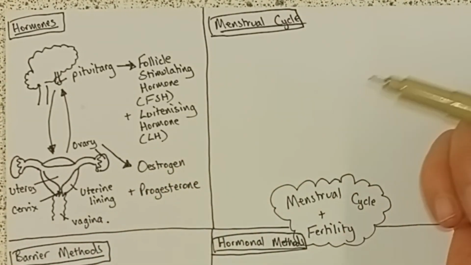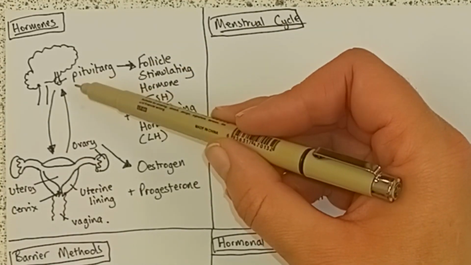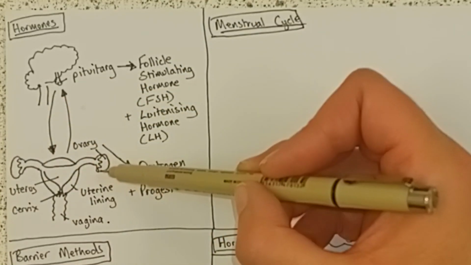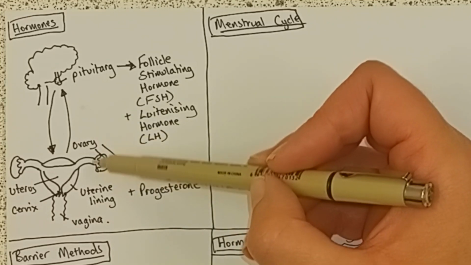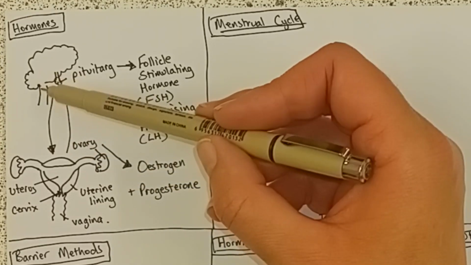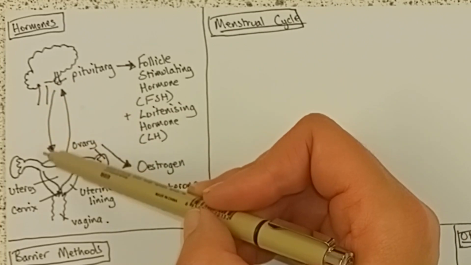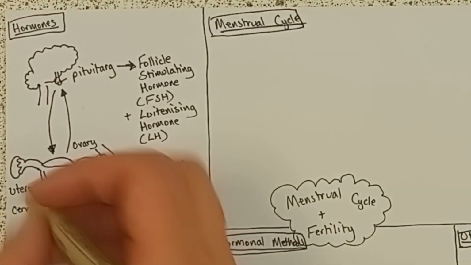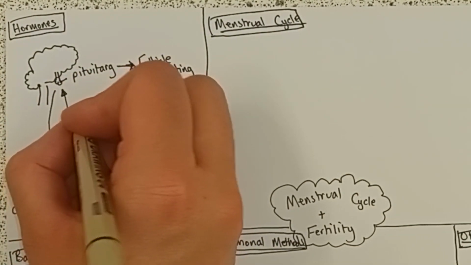So we have an interaction between hormones from the pituitary that travel in the blood down to the ovary. They affect the ovary, which releases hormones that go back and affect the pituitary, which releases a different hormone that affects the ovary, and vice versa. So they're connected by the blood.